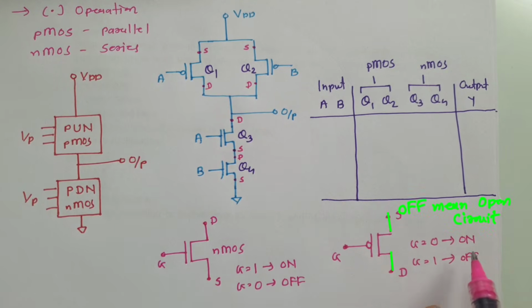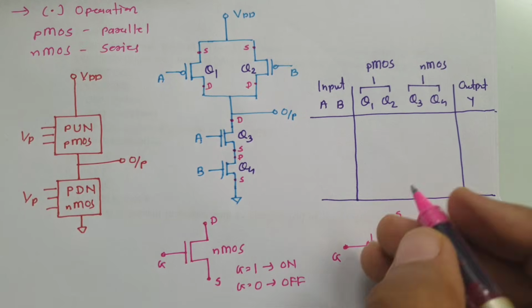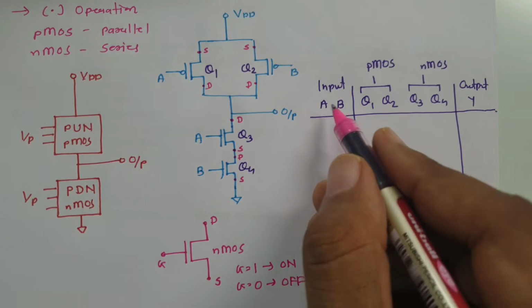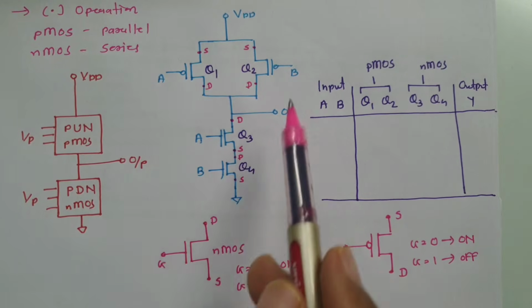What is the meaning of on? On means it will be having short circuit over here, and what will be the meaning of off? There will be open circuit over here. Right. Now let us consider this input and how output is coming, that we will be observing in this circuit.